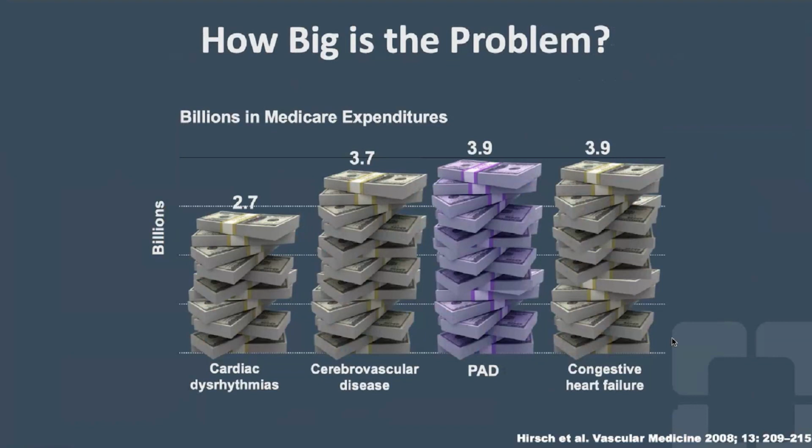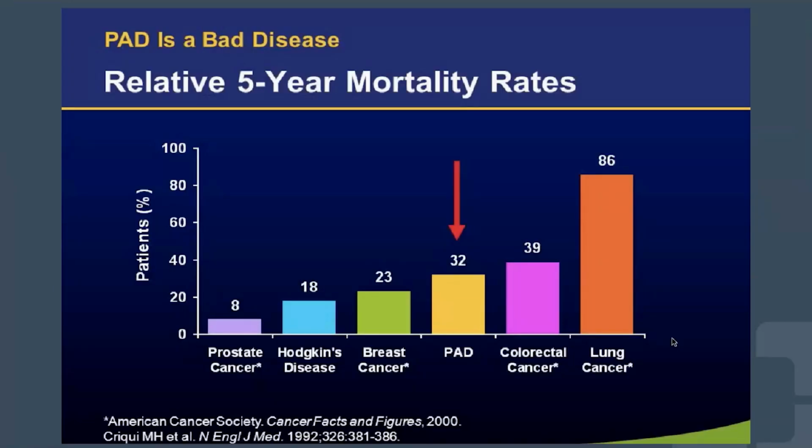How big is the problem? It's pretty large. It is $3.9 billion in this study from 2008. It compares with the congestive heart failure dollars that are spent by Medicare in that year, and it's only getting bigger. In its relative mortality rate in 5 years, you can see that PAD, at least in this American Cancer Society diagram, beats breast cancer, Hodgkin's disease, and prostate cancer. And it's right up there with colorectal cancer as far as mortality in 5 years. So it's a significant disease.